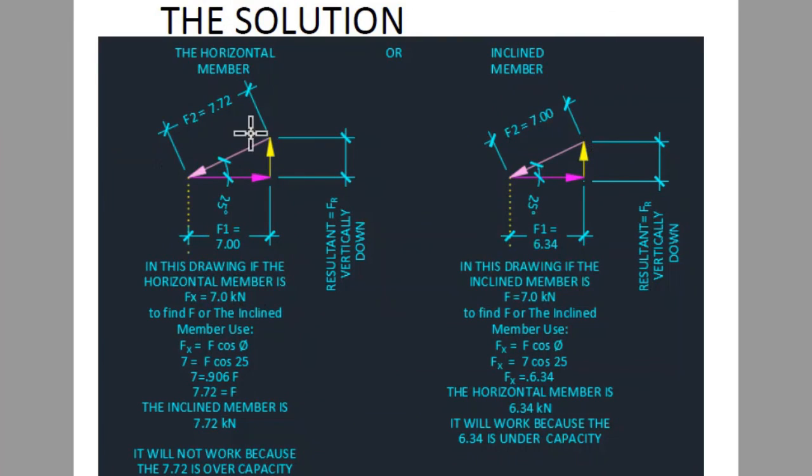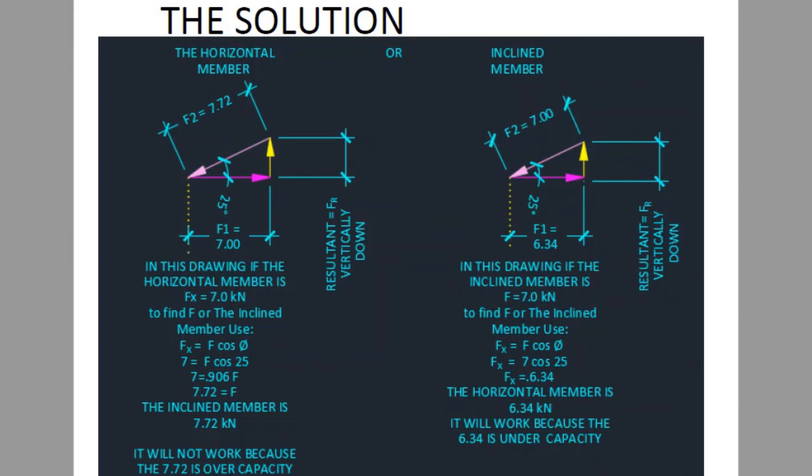We can either graph this out using the tip-to-tail method, like I show here, or you can go ahead and use the functions to solve for either the inclined member. Here we found that F is equal to 7.2 kN. And in this case, we solved for the horizontal member. And we found that f of x is equal to 6.34.